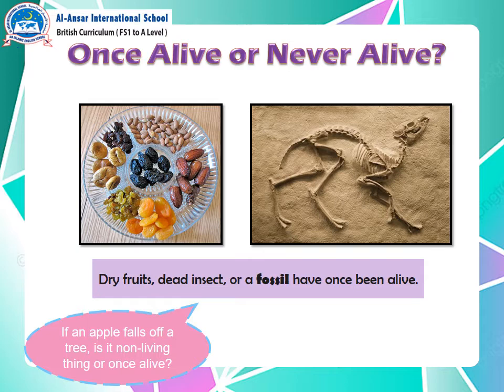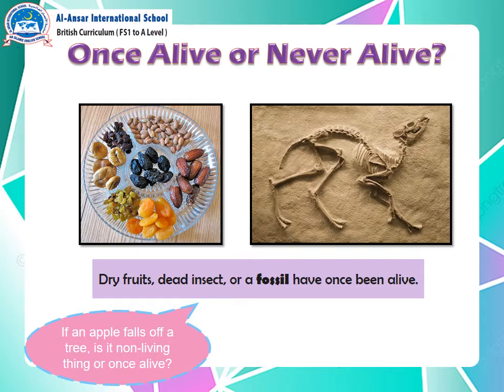Look at these pictures. I have a plate of some dry fruits. And in the next picture, it's a fossil. A fossil is something that was alive long ago. So it might be a dinosaur fossil or any other animal that was alive so many years ago. We call it a fossil.